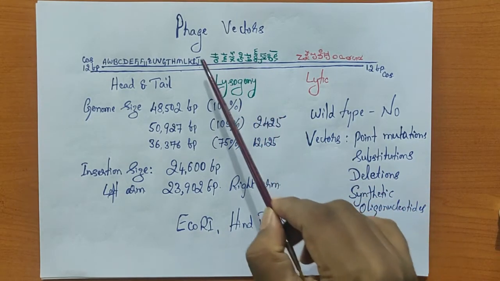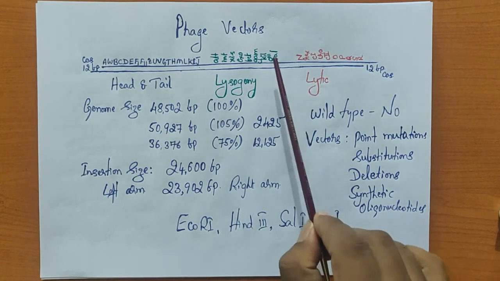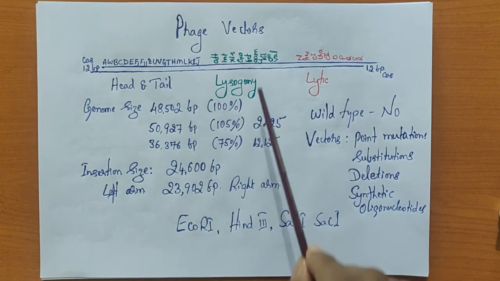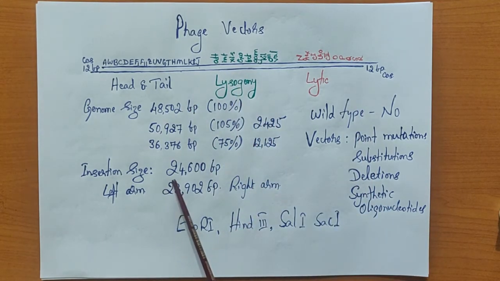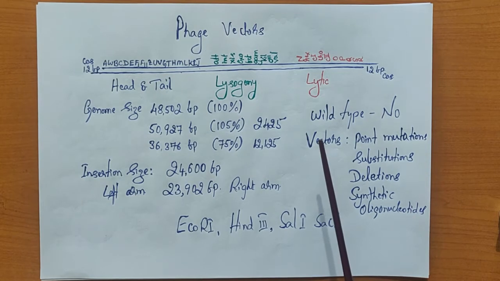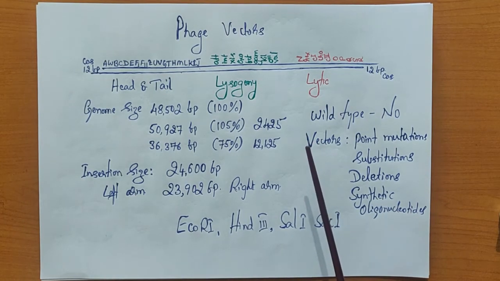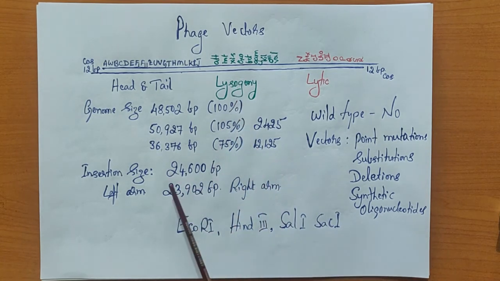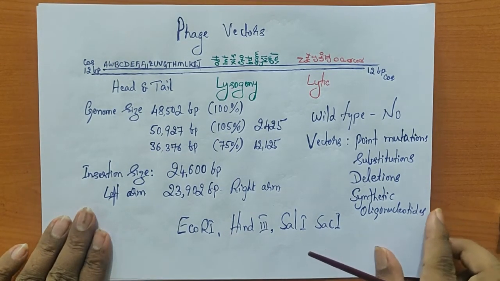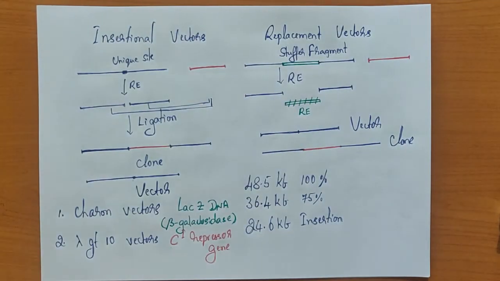That foreign DNA is the DNA of our choice, which we are going to incorporate into these vectors. Looking at all these things, in the phage vectors we can insert as big as 24.6 kilobase DNA. Can you imagine that in the case of a plasmid vector, the maximum size we can incorporate is only 6 kilobase. In these phage vectors, we are introducing 24.6 kilobase, or 24,600 base pairs. Now we will see what type of vectors we are going to have.